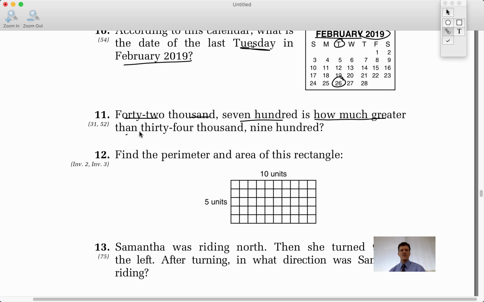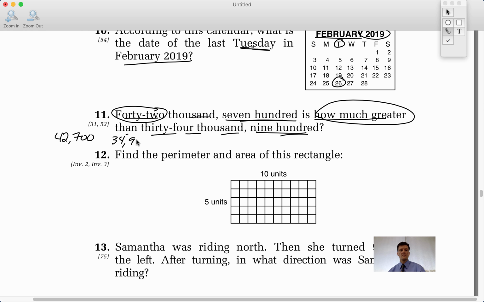42,700 is how much greater than 34,900? Okay, first of all, we have to be able to take the words and translate them to numbers. So 42,700 is how much bigger, so this is the bigger number than 34,900. How much bigger is it? To find the difference, you're going to subtract these two numbers. So find out how far apart they are from each other. Subtract them and find the difference.